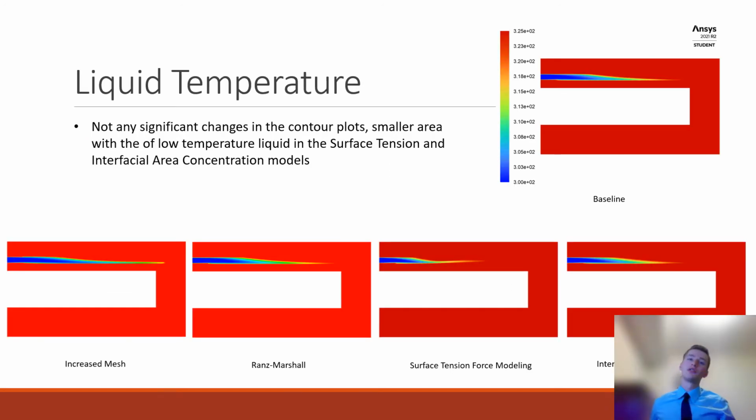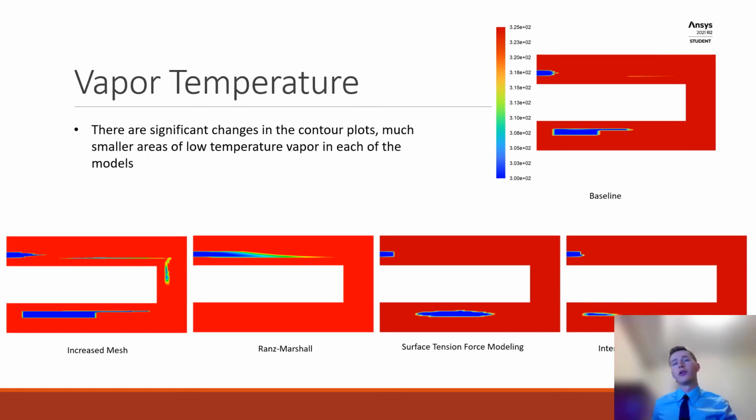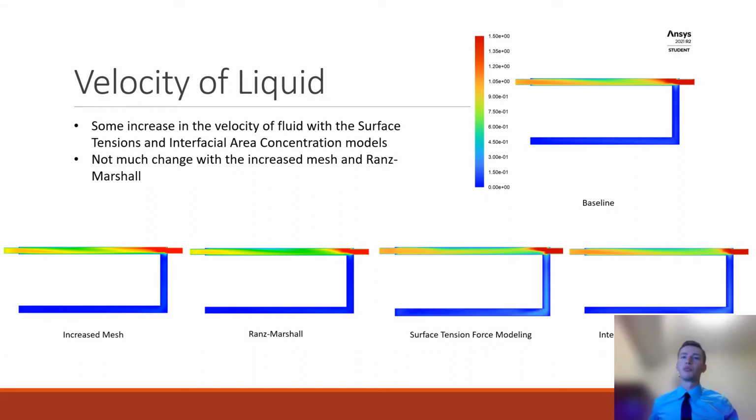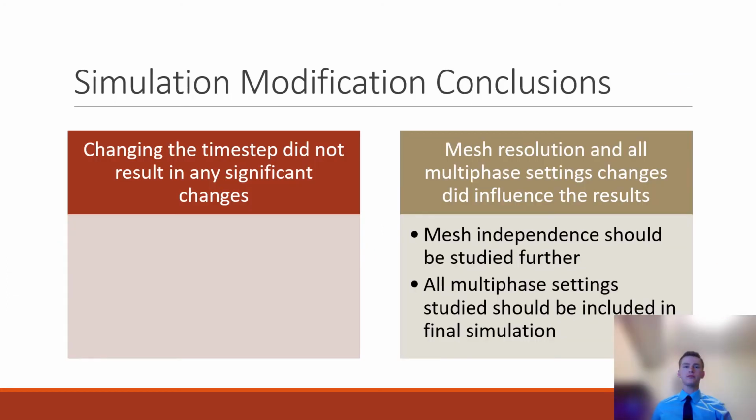So here are a variety of contour plots from the various simulation modification trials of the liquid temperature, each with their own labels. Here again are some more contour plots of the various trials, but this time it's the vapor temperature in Kelvin. Again, here are some more contour plots of the various trials, however this time it's the volume fraction of vapor within the chamber. The last set of contour plots here show the velocity of liquid in meters per second throughout the chamber. So what we learned from these simulation modifications is that changing the time step did not result in any significant changes of the model.